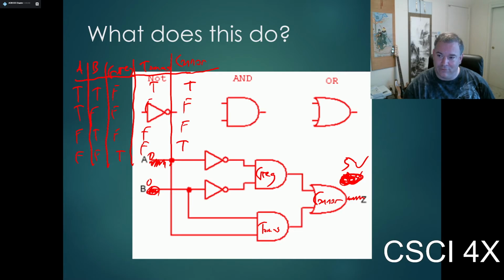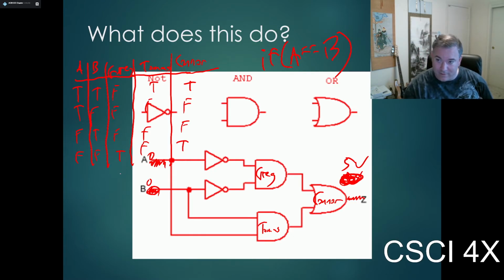This circuit returns true when A and B are both the same. Very good. This is an if A double equals B circuit. So this circuit returns true when A and B equal each other. And that is what an if statement looks like in hardware.